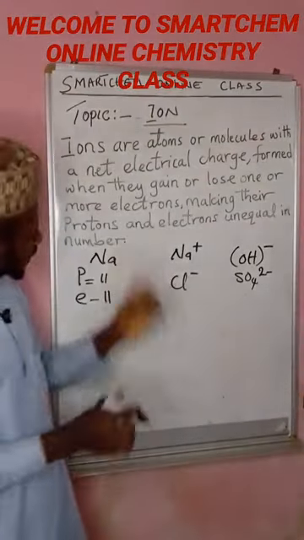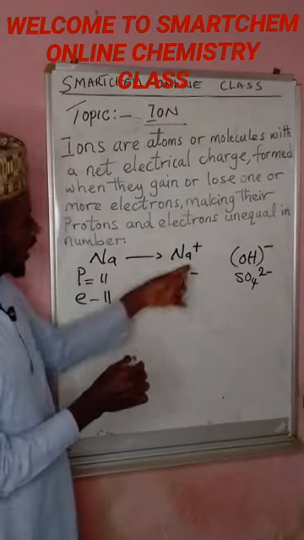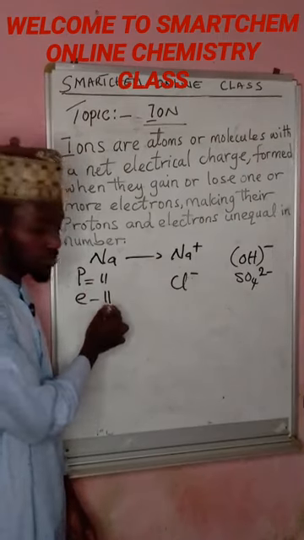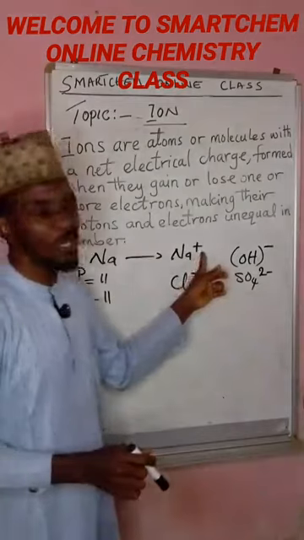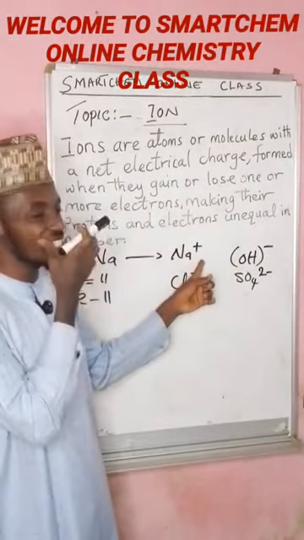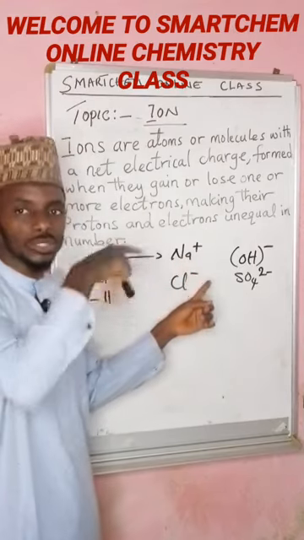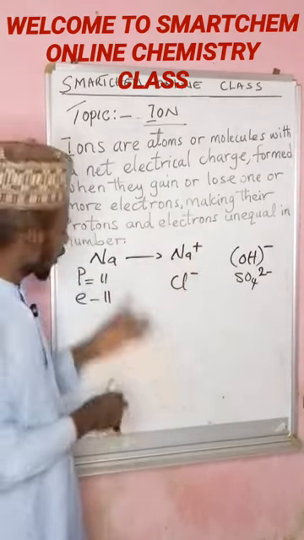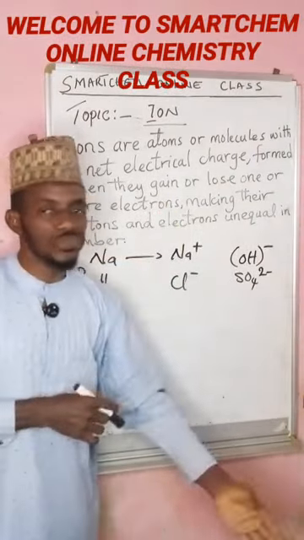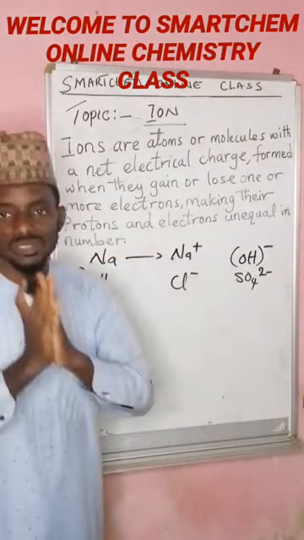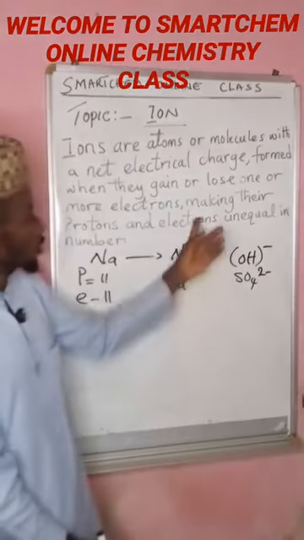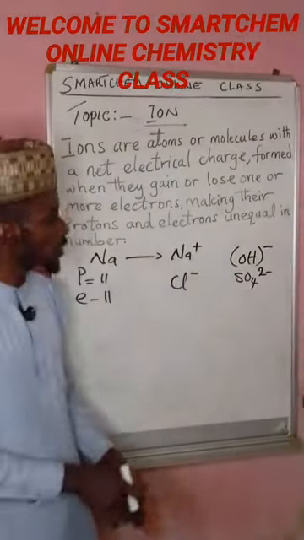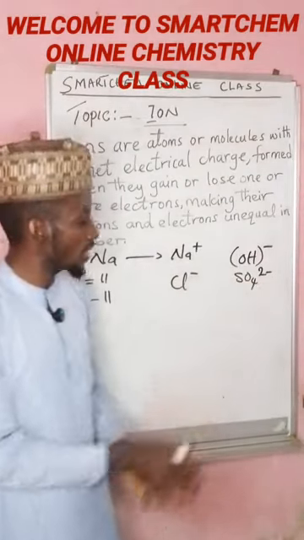But when the atom now loses one electron, that means the number of protons is now greater than the number of electrons by 1. That is when you see 1 plus here, because the number of protons inside is greater than the number of electrons in the outermost shell by 1. And when you see plus 2, that means the number of protons is greater than the number of electrons by 2. That is why the definition says making their protons and electrons unequal in number. So this is what we have for the definition of ions.